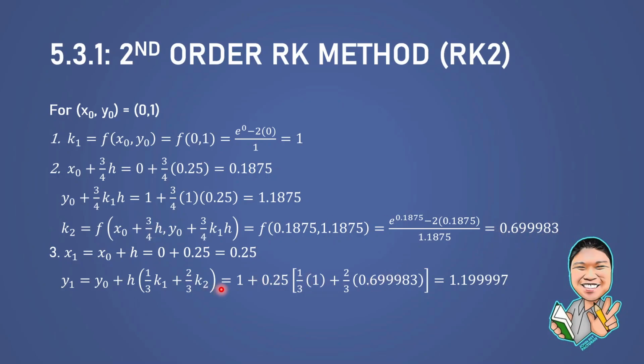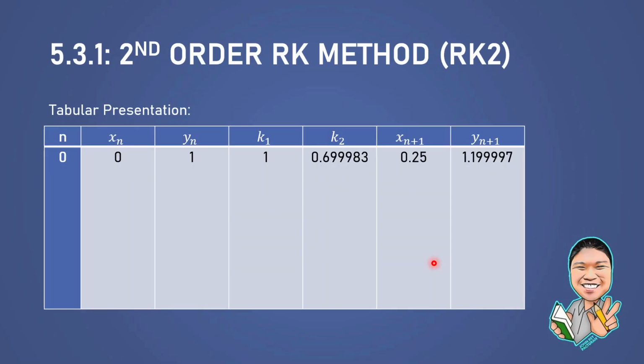0.699983. So, when you obtain this, ang mahahanap nyo is 1.199997. So, ito na yung ating new ordered pair, 0.25, 1.199997. Dahil nahanap mo na siya, pwede ka nang mag-proceed doon sa next point, pero for this method nga, mas maganda pa rin na may tabular solution ka. So, yun lang. I-fill up mo lang to.